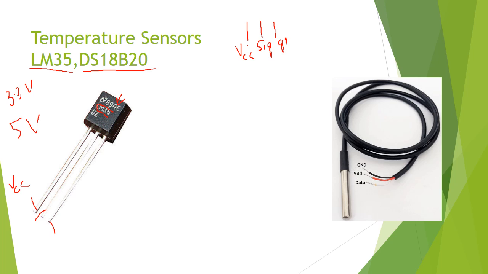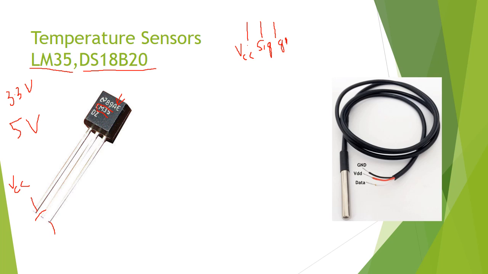Both sensors can operate in this range, and when we go for hands-on, we will be giving this voltage level during our hands-on also. So this is the minimum. The maximum limit can be 60 volt.